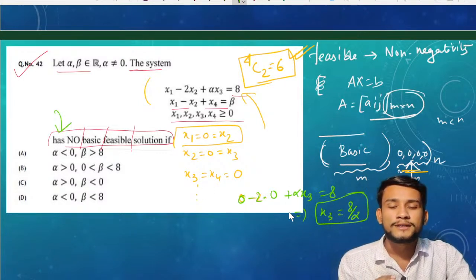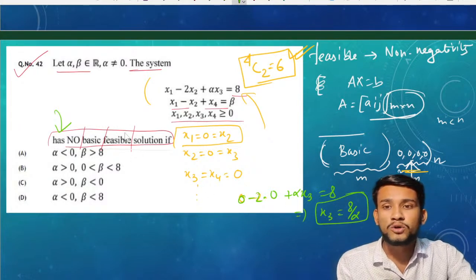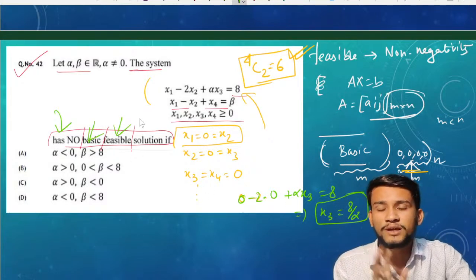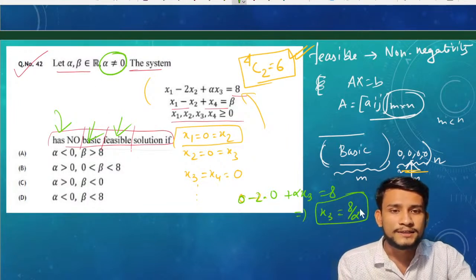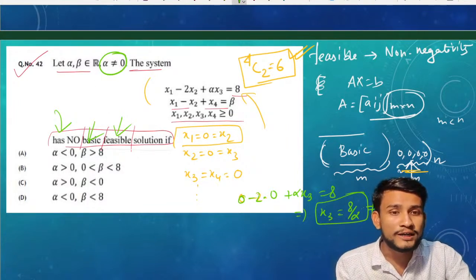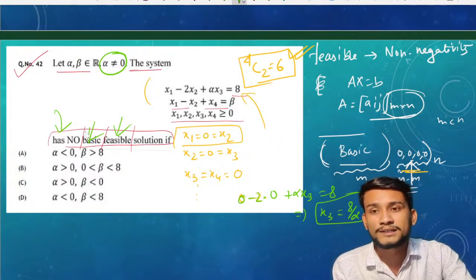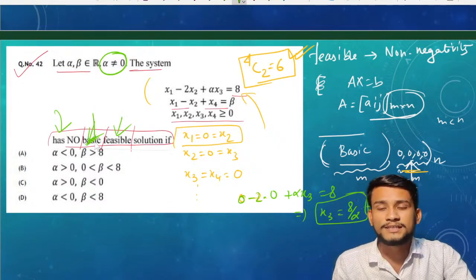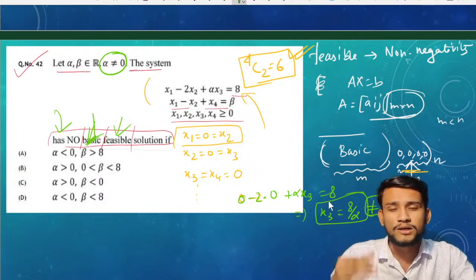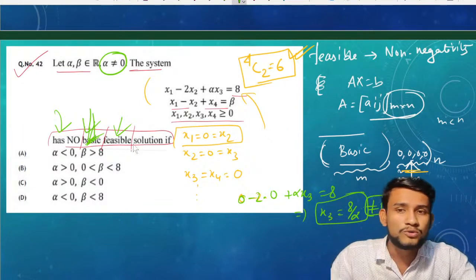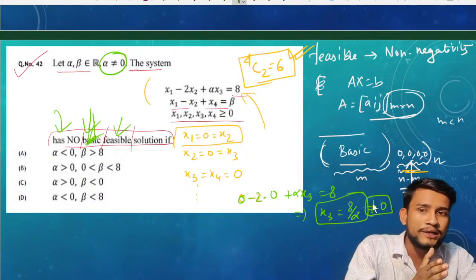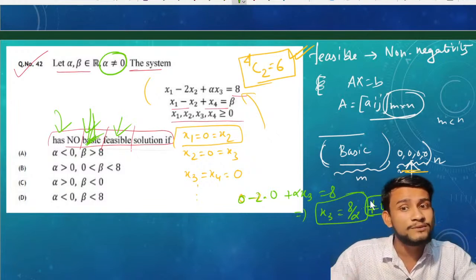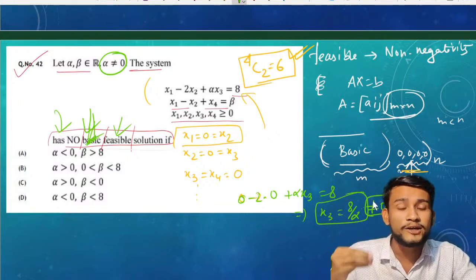That means either it is not basic or it is not feasible. Now it is given that alpha is not equal to 0. That means this 8 by alpha is not less than 0. Therefore this must be basic, so we can't discard these options by basic. Therefore we go to the feasible section. Feasible means it satisfies the non-negativity condition. If it is a basic feasible solution, then it must satisfy the non-negativity conditions.